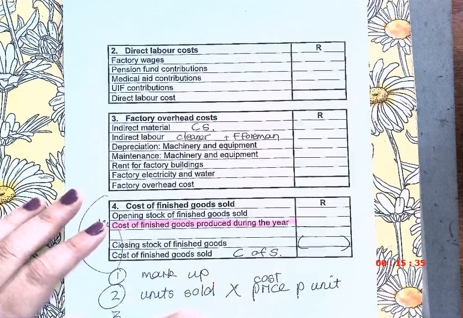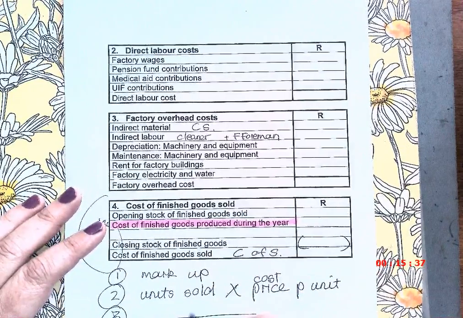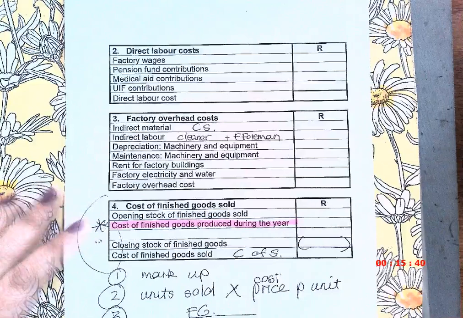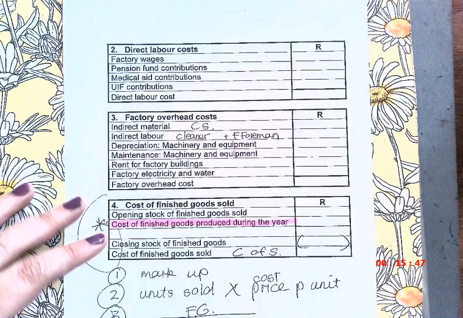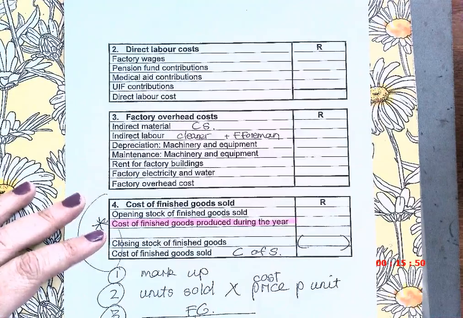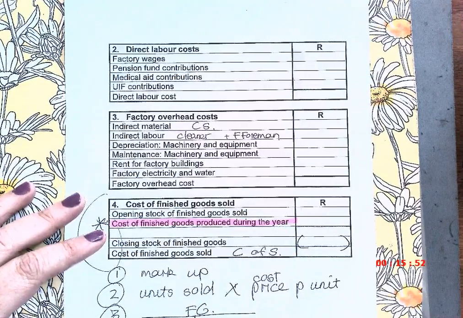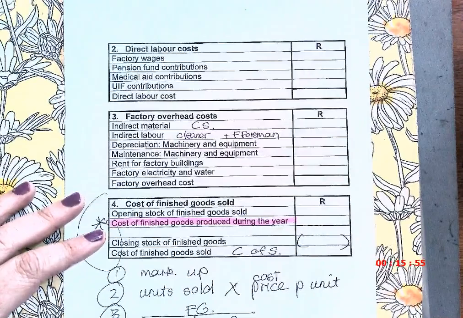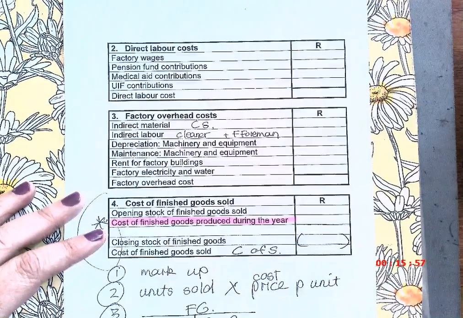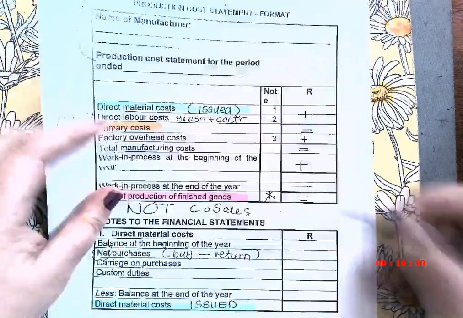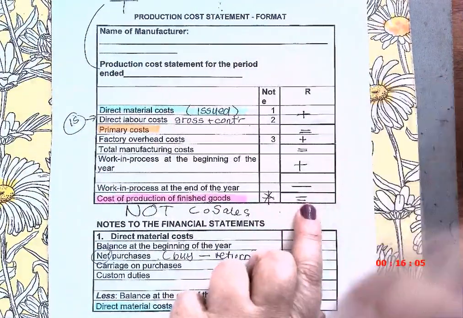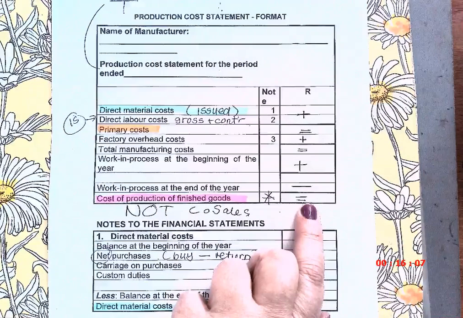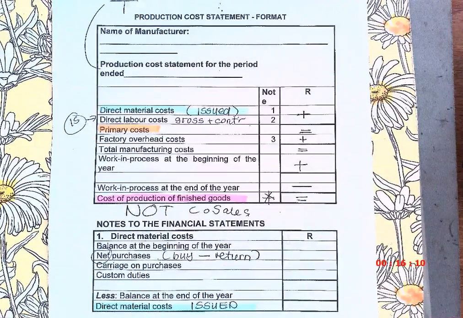Or the one that they like is they ask you to do the finished goods T account. So then they give you the opening balance, they give you the closing balance, they give you info to calculate the cost of sales, and then you balance on the amount that goes to the production cost statement. Then what they do is they don't give you the closing balance, then you have to work it back. The reversing thing. They love reversing. Okay, so that's the first part of the question.